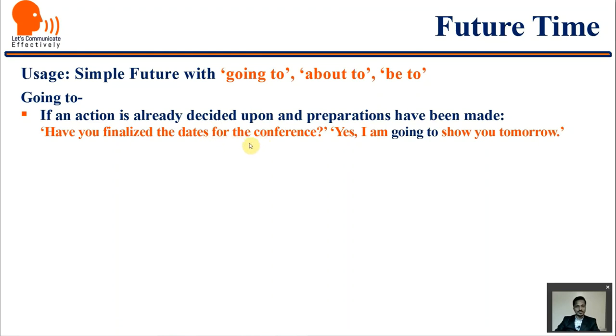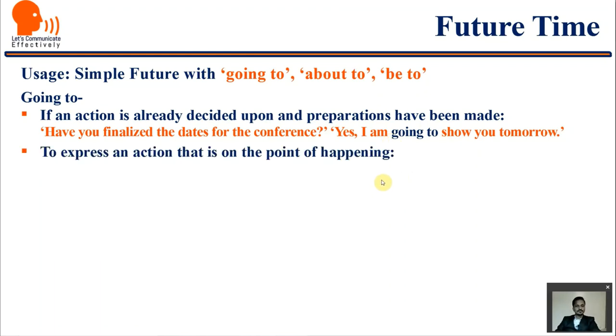And that's why your authority is asking, have you finalized the dates for the conference? And you are saying, yes, the dates are finalized and I'm going to show you tomorrow, when you are sure that you are going to show. Next, to express an action that is on the point of happening.